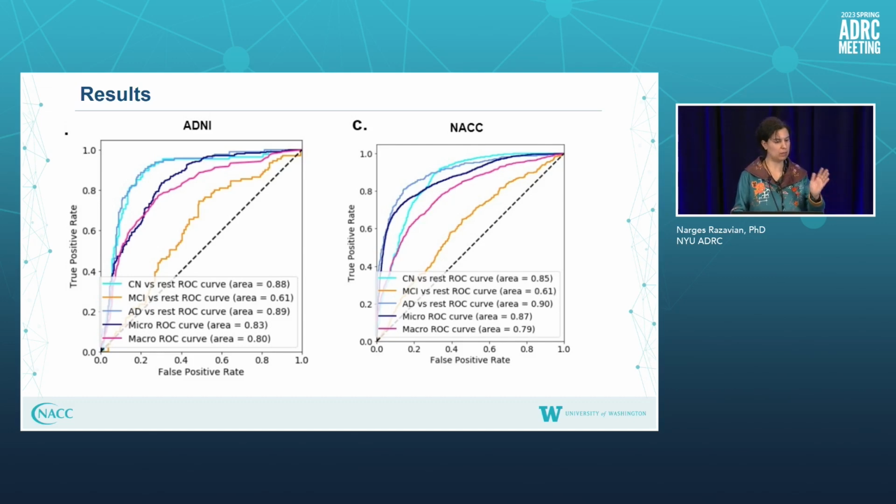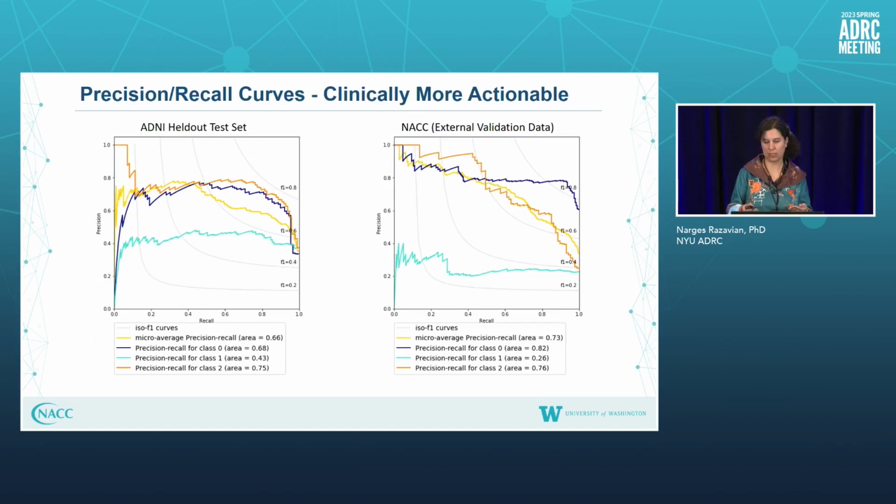ADNI, we split across different patients, and of course, the in-cohort validation gave us really decent results for detecting CN, which is early stage, versus the rest, and also detecting AD versus the rest. The performances are pretty good. And we were very happy to see that it also translated to really good performances on NACC.